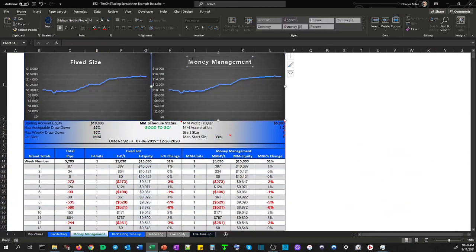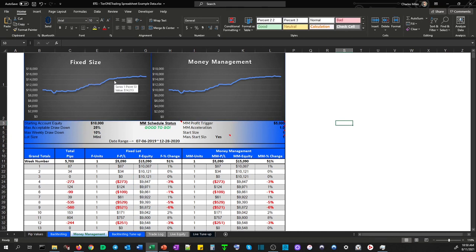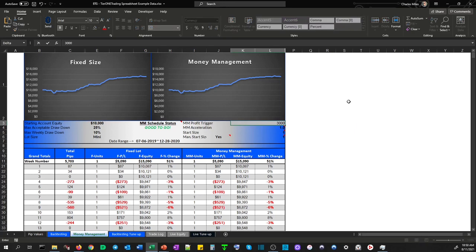Fixed size versus money management. Now, what you're going to see is that these are basically the same look, right? But we need to change some things. Now, money management profit trigger, we have a dollar amount in here. If you lower this, what are we going to do? Remember, lower numbers, this is like the delta. It's just not a percentage, it's a money amount. We lower the number, more aggressive. Okay, see that equity curve ticked up.